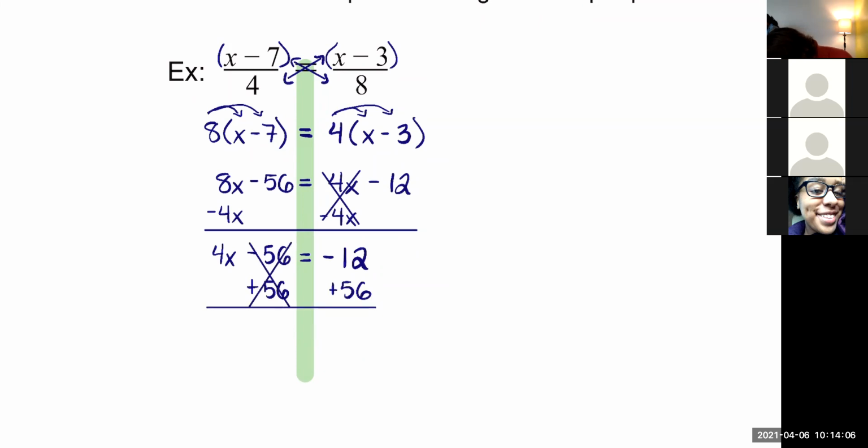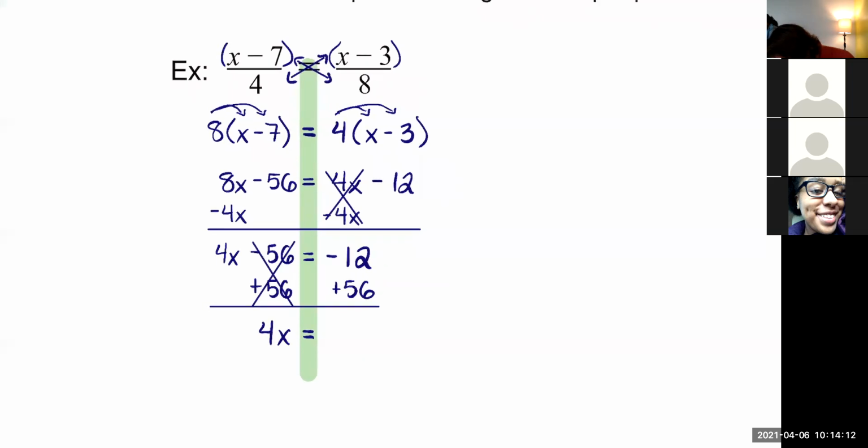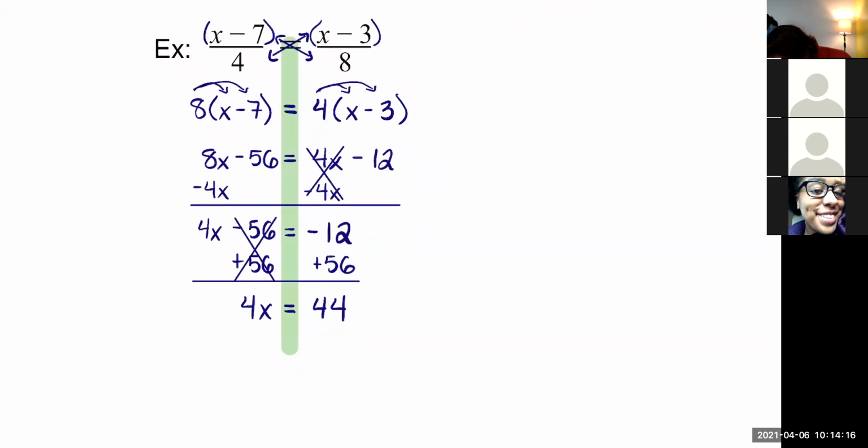So negative 56 plus 56 is 0. Leave me with 4x. You said negative 12 plus 56 is 44. Sounds good to me. Last but not least. Yep, divide both sides by 4. Gives us x equaling 11.